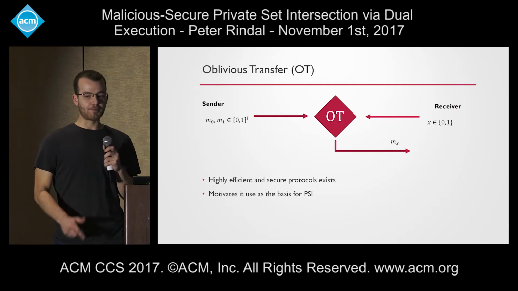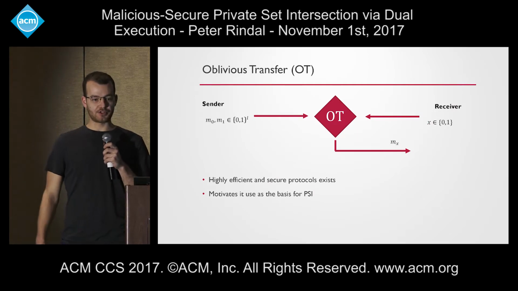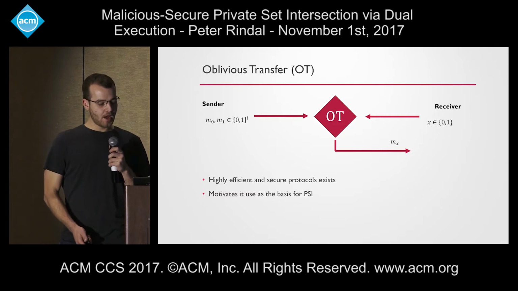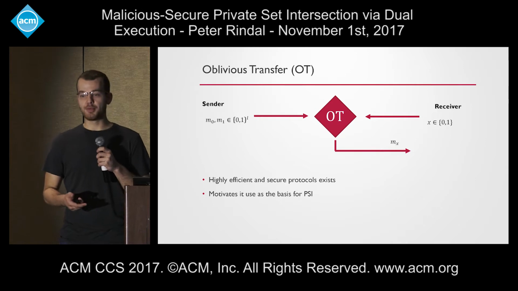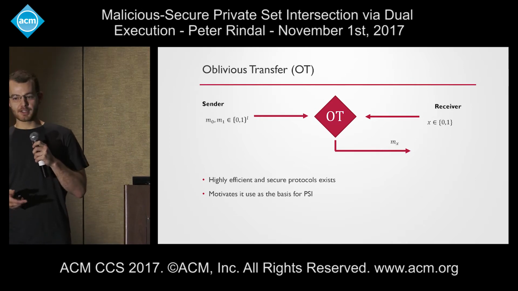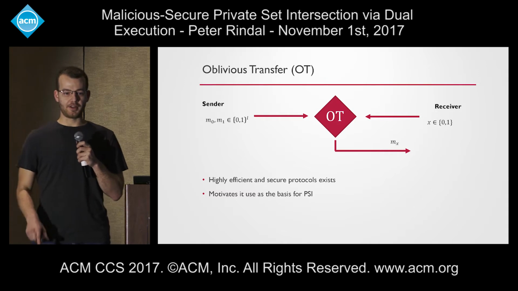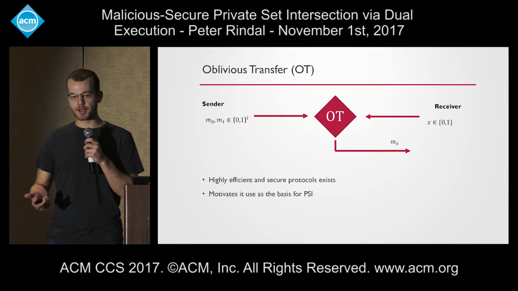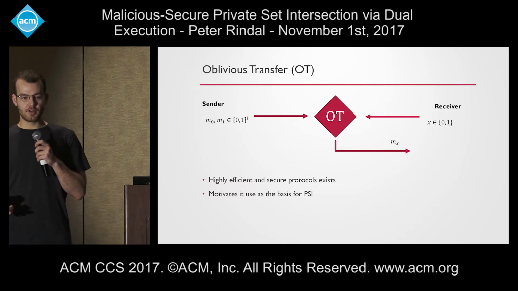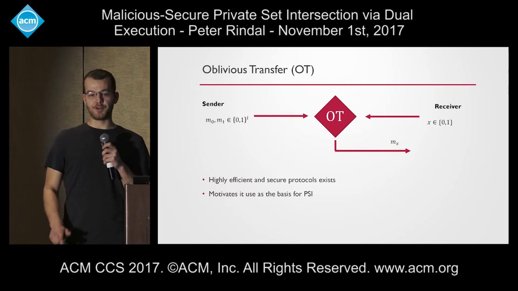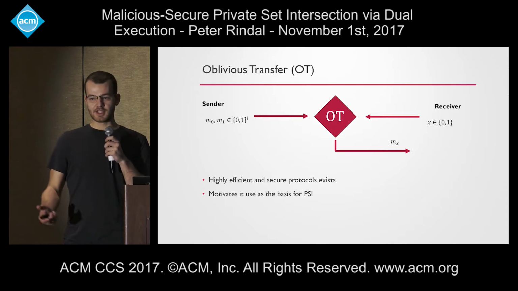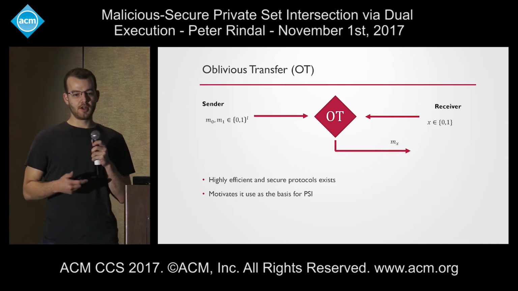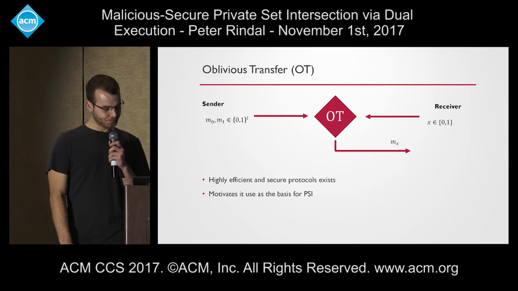So one of the basic building blocks that we'll use in this talk is known as oblivious transfer. Here, the sender has two messages, M0 and M1, and the receiver has a single bit X. And the receiver should learn the message MX while learning nothing about the other message, and the sender learns nothing from this interaction. While this appears to be a pretty simple functionality, it's actually very powerful, and we have very efficient implementations for this, consisting of a couple of calls to a hash function. And so it motivates it as the basis for fast private set intersection protocols.